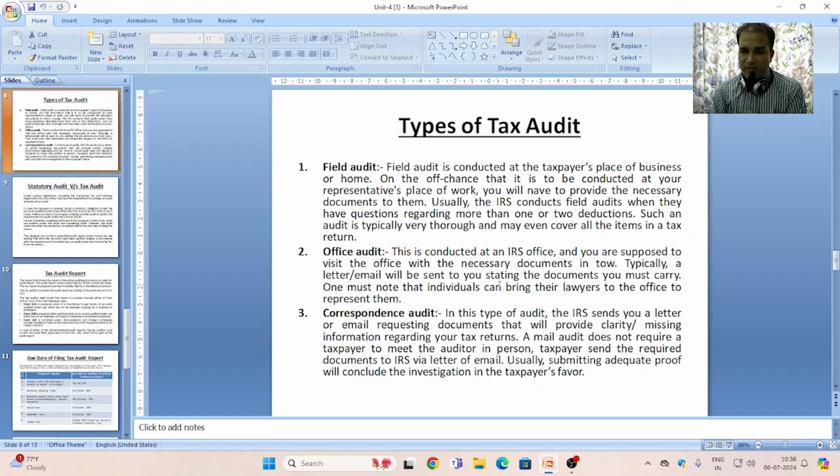Then, correspondence audit. In this type of audit, the IRS sends you a letter or email requesting documents that you will provide, that SSC will provide, clarity on missing information regarding his tax returns.